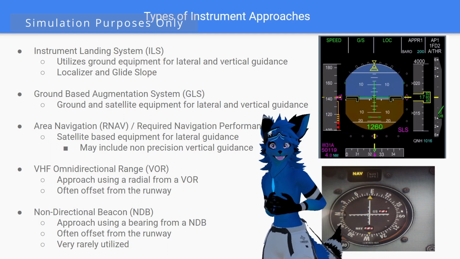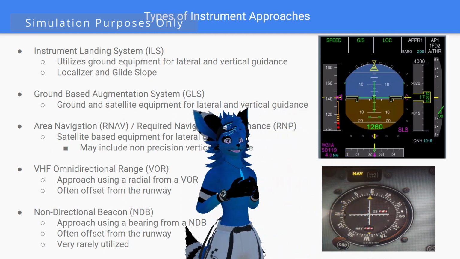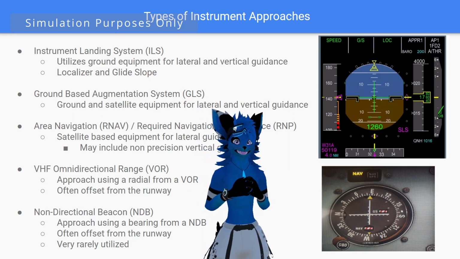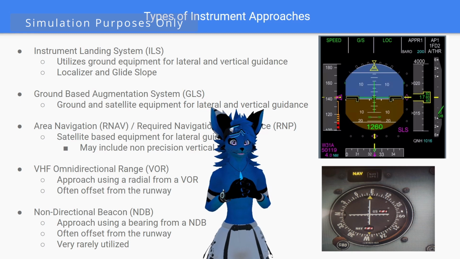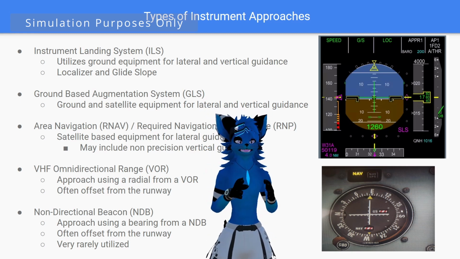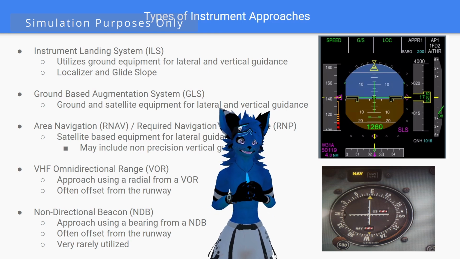Now, off here on the right-hand side are images of what the equipment on board the plane is going to look like. So the top image is from an Airbus A320, which is mostly what your glass cockpit planes are going to look like. And the bottom is a VOR receiver that you're going to find in some of your older planes that don't have glass cockpit technology.